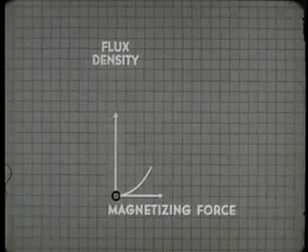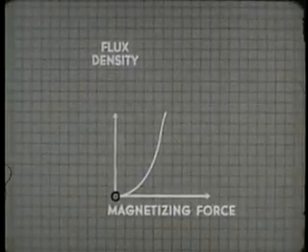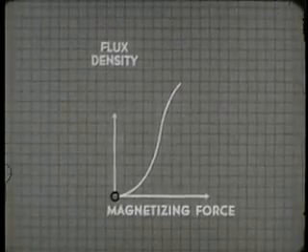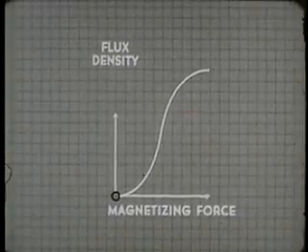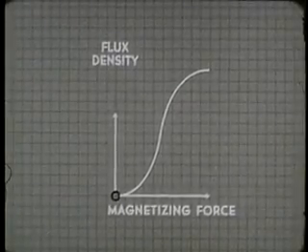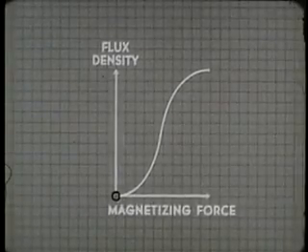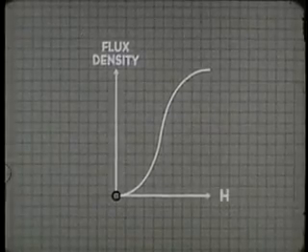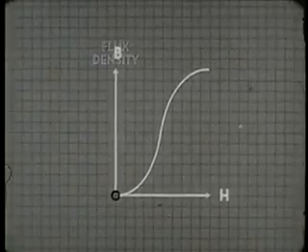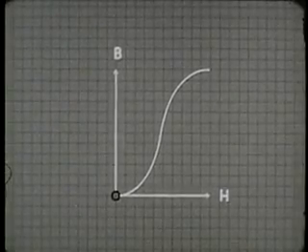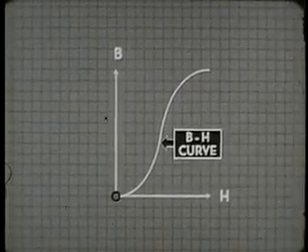The curve on the graph will begin like this. But as we increase the magnetizing force, the curve flattens out because we are adding proportionately less to the flux density. Further increases in magnetizing force will have no appreciable effect on flux density. The symbol for magnetizing force is the letter H. The symbol for flux density is the letter B. The relationship between magnetizing force and flux density for any given core material is represented by its BH curve.